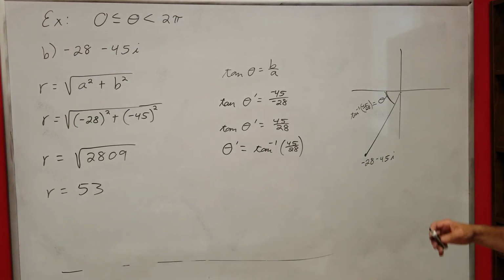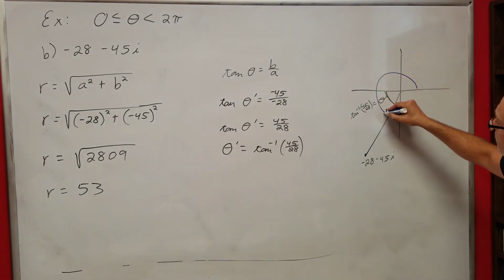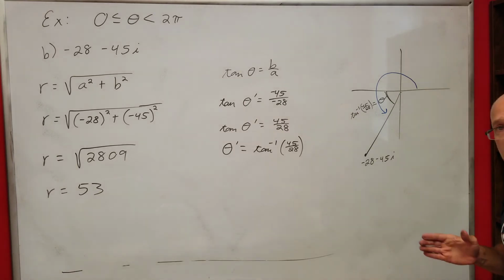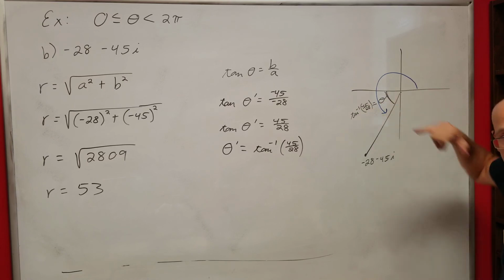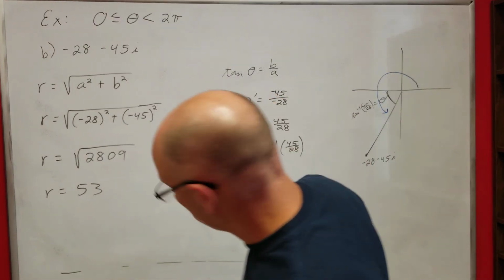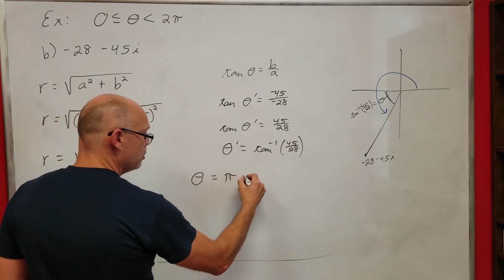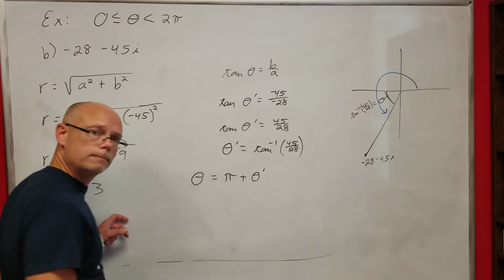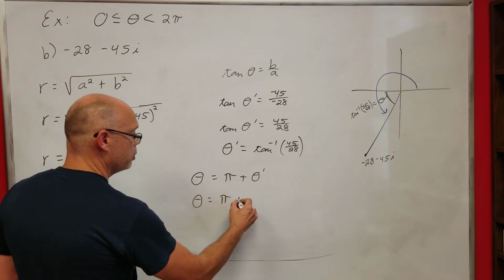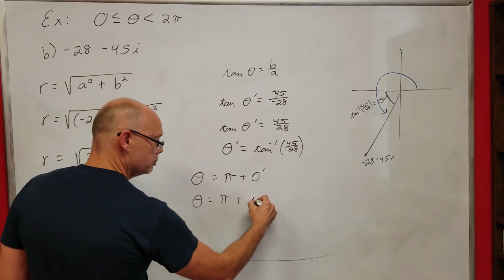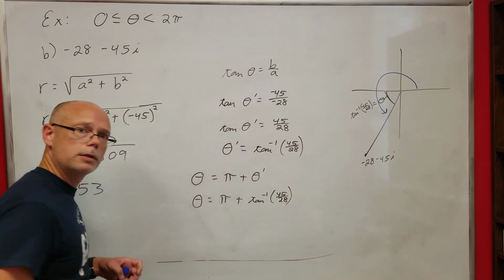Now, which angle do I actually want? The angle that I actually want is this angle right here, right? How do I find that angle? I go pi plus theta prime more, right? So theta, instead of theta prime, will be pi plus theta prime more. So theta will be pi plus, what was theta prime? The inverse tangent of 45 over 28.